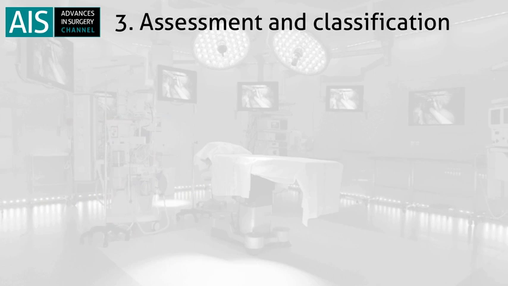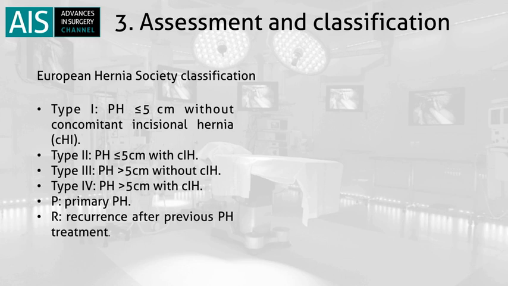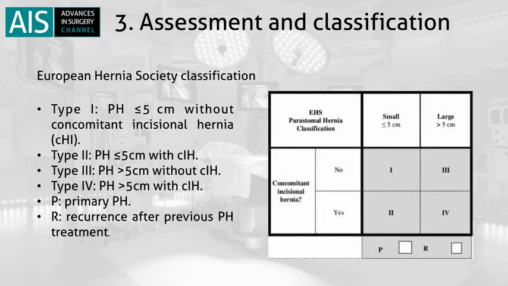Classification. Several classifications have been created over the years, until in 2014 the European Hernia Society created a consensus classification in order to improve the ability to compare different studies and their results, in addition to facilitating data collection. The classification divides hernias into 4 types and distinguishes between primary and recurrent hernias. Hernias are rated according to size and presence or not of incisional hernia.